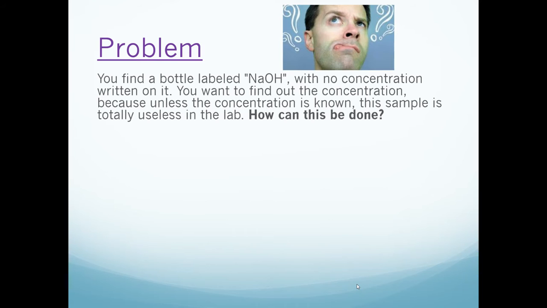So as I said, you have a problem. You find a bottle of OH that has no concentration written on it. You want to find out what the concentration is. Remember, chemistry is a science of commerce, and maybe you want to sell this stuff. So how can that be done?